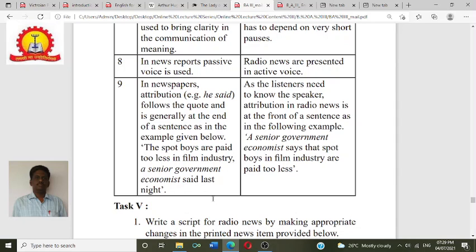However, in radio broadcasting, as the listener needs to know the speaker, attribution in radio news is at the front of the sentence, as in the following example: a senior government economist says that sport boys in the film industry are paid too less. This is the difference between radio broadcasting and writing for print media. So I think you have learned these two things. It is not very difficult to understand, but very easy to note the differences between the two.